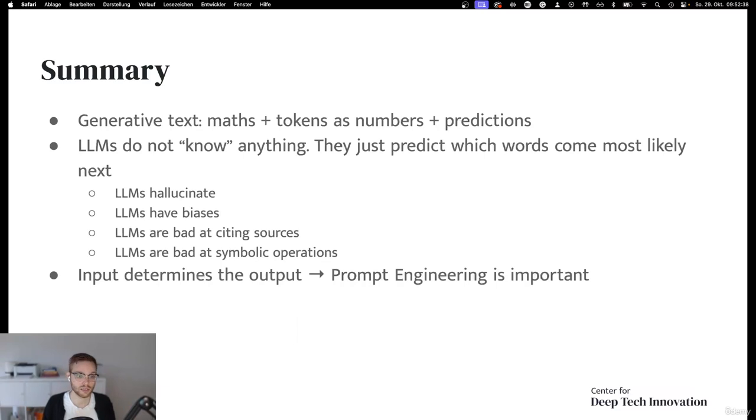So, to summarize this session, generative text is basically the combination of math, modeling tokens as numbers, and predictions. LLMs do not know anything. They just predict by the statistics they learned and were trained on what most likely comes next. They hallucinate, they have biases, they are bad at citing sources, and they are bad at symbolic execution. And the input determines the output. And that's the reason why prompt engineering is so important.